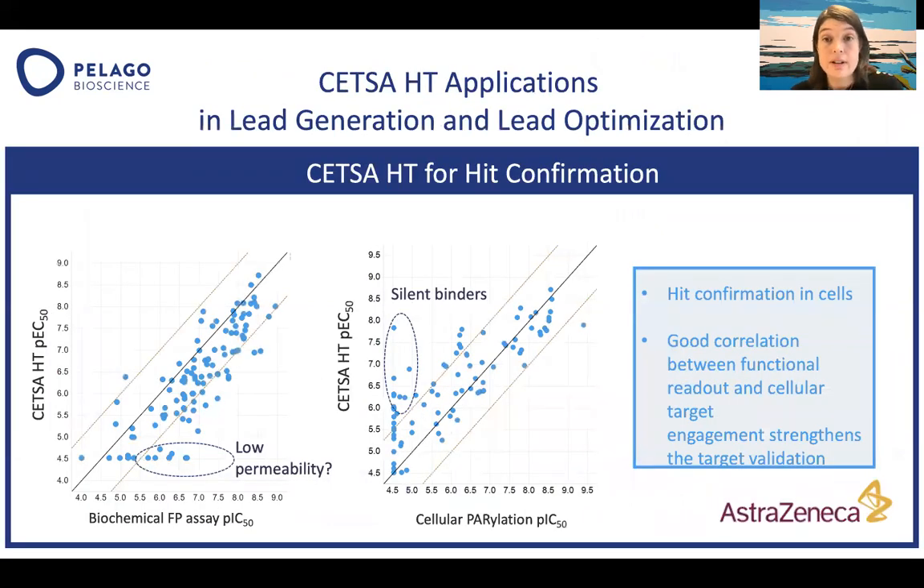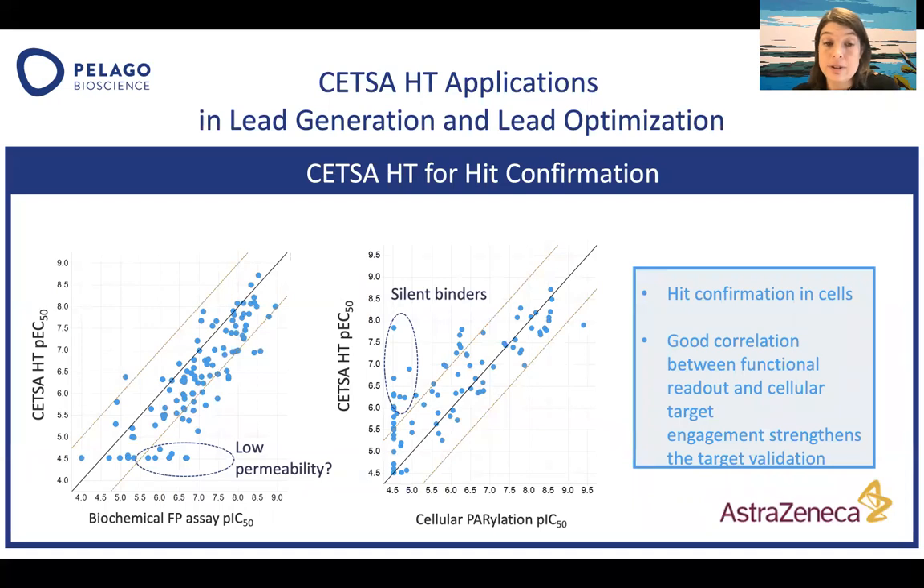Another application of CETSA HD is to use it for hit confirmation. And here first we can see a correlation of the CETSA HD data with the biochemical FP assay. And this is highlighting how CETSA can be used following a biochemical or biophysical screen, where you would then confirm that your compounds are engaging your target in cell. And it can also then be used for filtering out compounds that have potentially low permeability or potentially not engaging the target in the cellular environment.